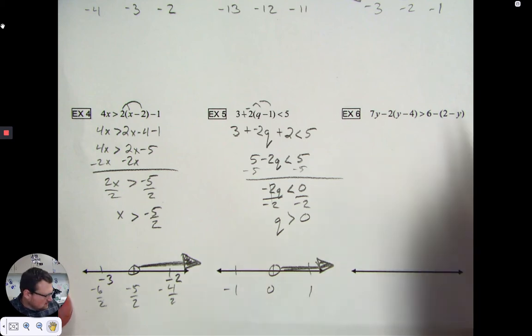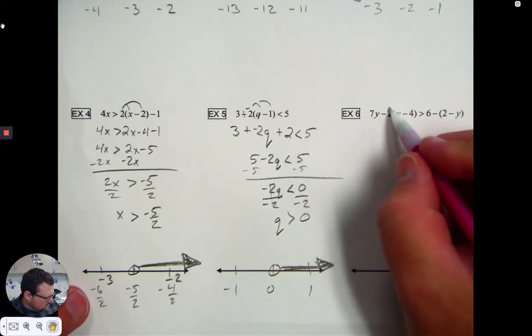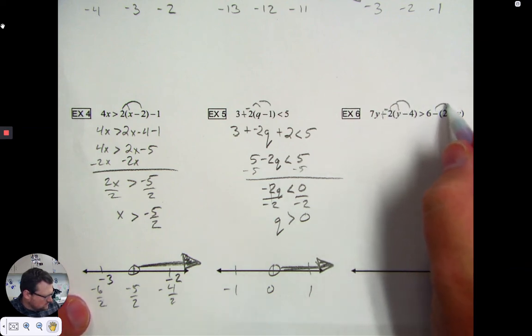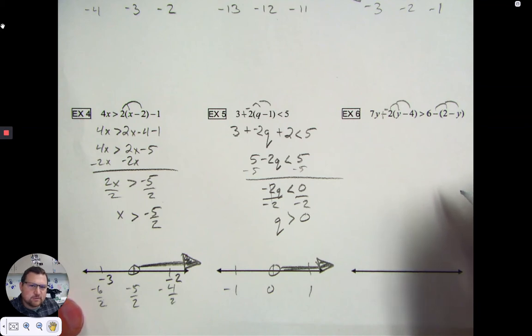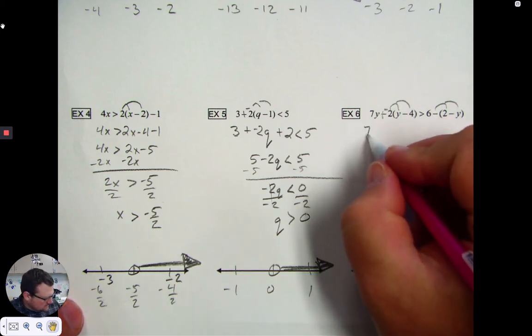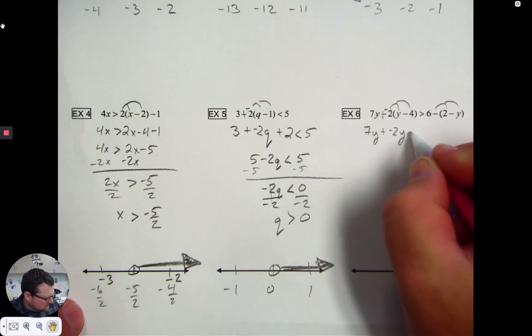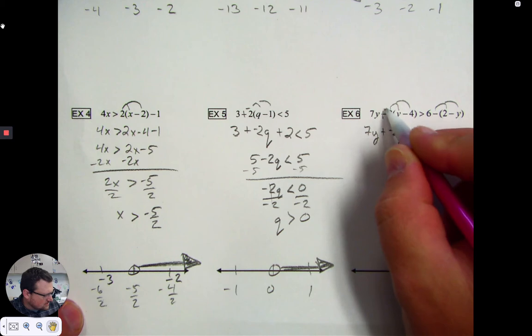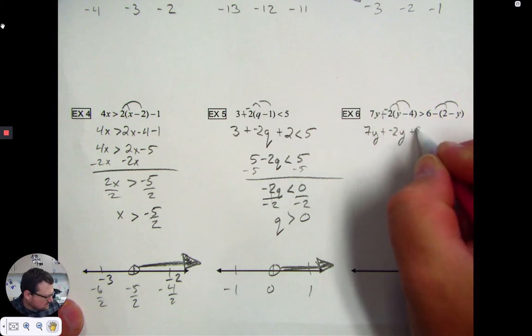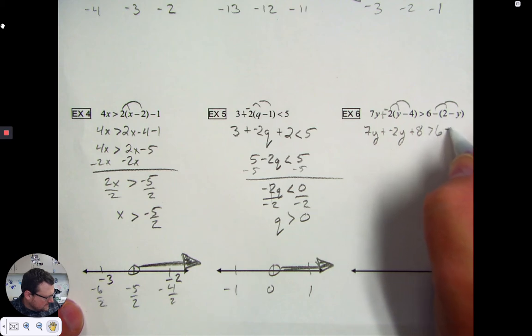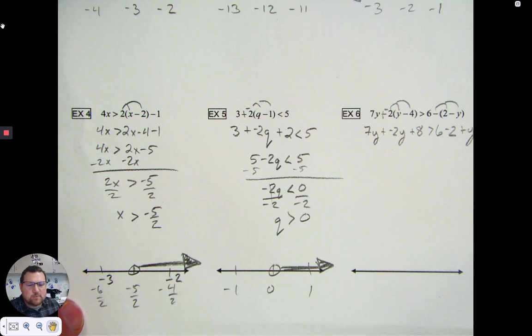On number 6, we have quite a bit of distribution that has to happen, right? So plus a negative 2 distributing through, and then just the simply negative sign distributing through. So this is going to be 7y plus a negative 2y, and then a negative times a negative is positive, so that's plus 8 is greater than 6 minus 2, then minus a negative, which is plus y. So at this point, we need to combine like terms as much as possible.